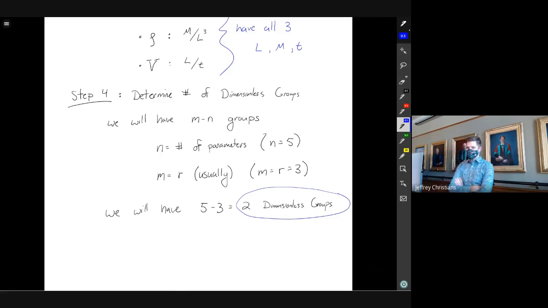We'll pick up and finish that on Monday with step 5, where we actually combine this and get our dimensionless groups.